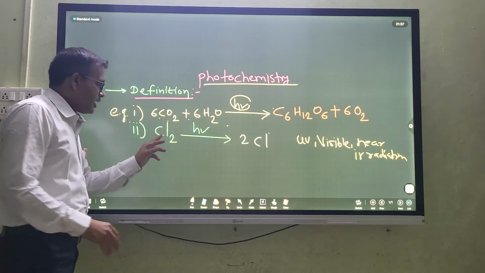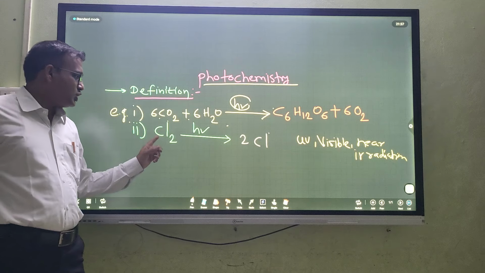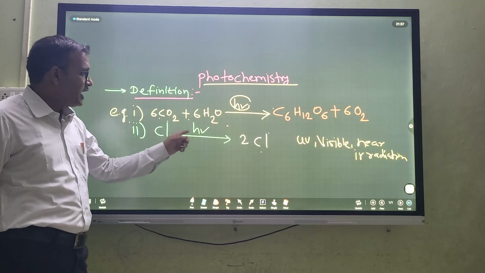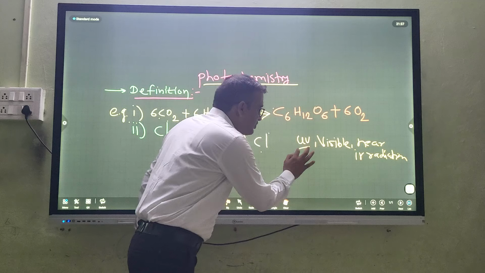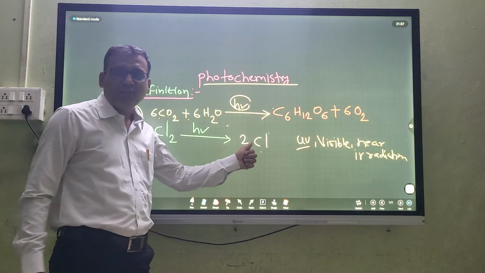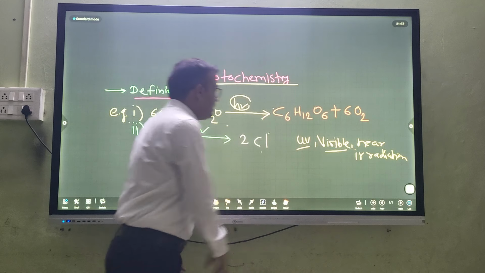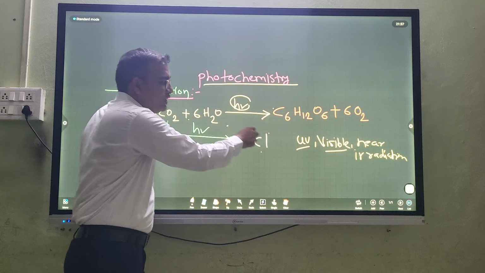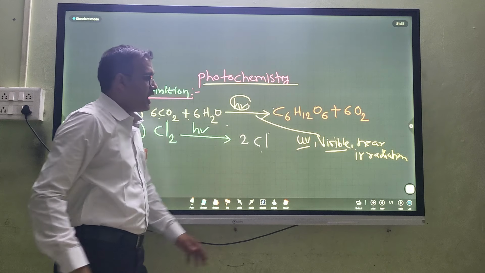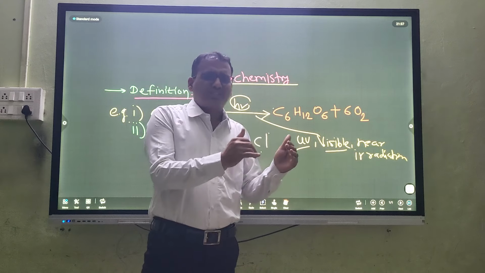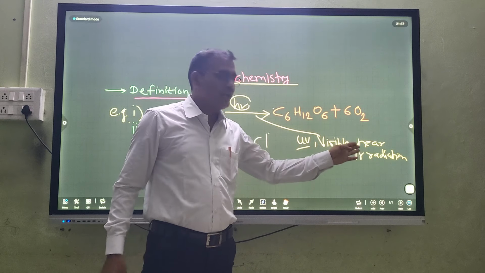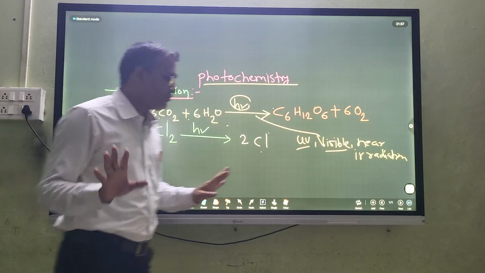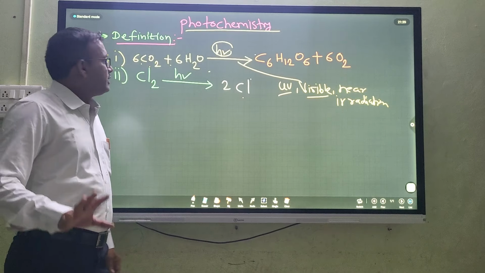Now the second example is decomposition of chlorine into radicals. Chlorine radical is formed using the ultraviolet rays. Ultraviolet rays are generally used in radical formations. Visible light is generally used in the photosynthesis of plants. Like here, we use the visible range, and near infrared is used in some Norrish type 1, Norrish type 2 reactions. We can use near infrared radiations.